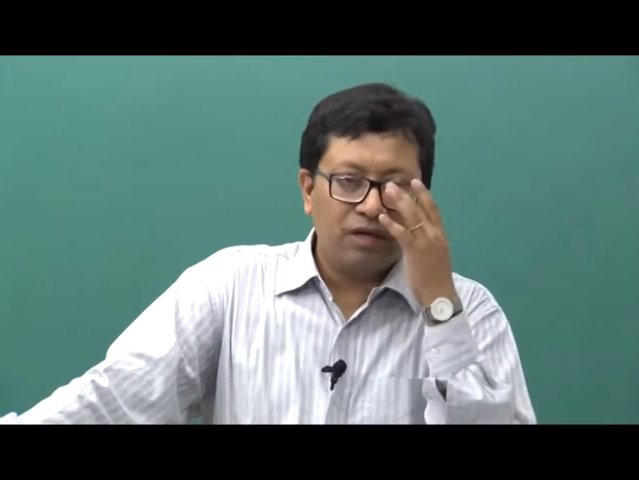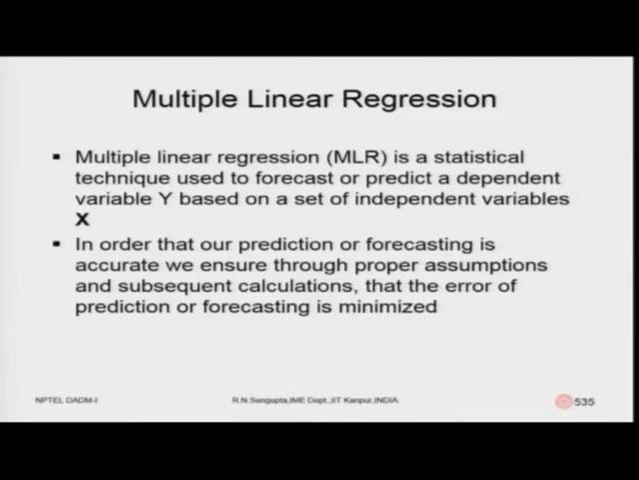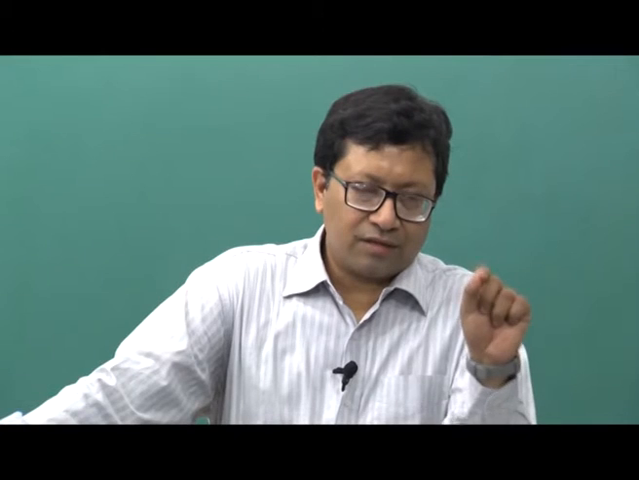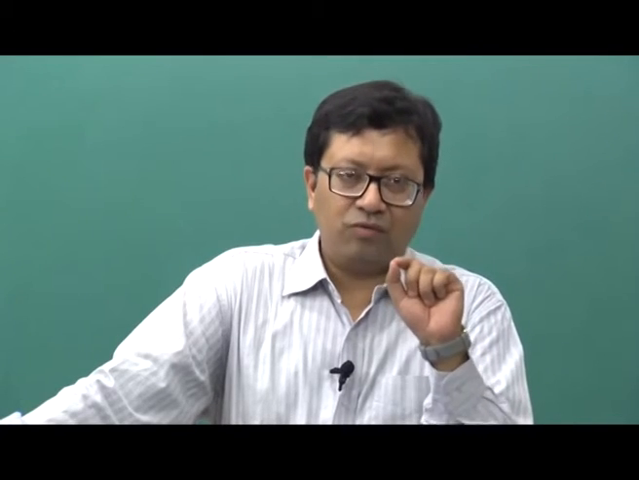So, if you remember those different assumptions which you have made, in order that our prediction or forecasting is accurate, we ensure proper assumptions and subsequent calculations so that the errors of prediction, the forecasting errors, are minimized. Error was basically y minus y hat, where y was the actual value and y hat is the predicted value. Now, your main aim was to estimate the values of the parameters corresponding to x1 to xp, which we denote as beta 1, beta 2, beta 3 till beta p.